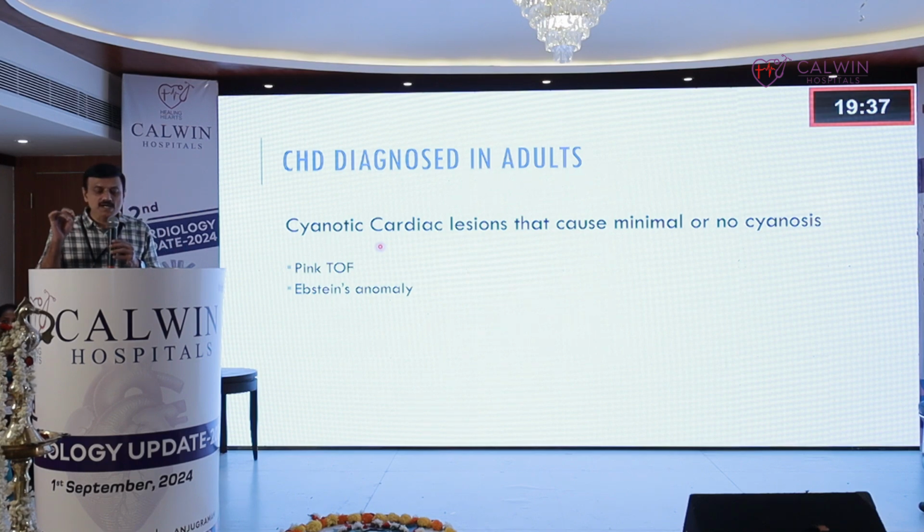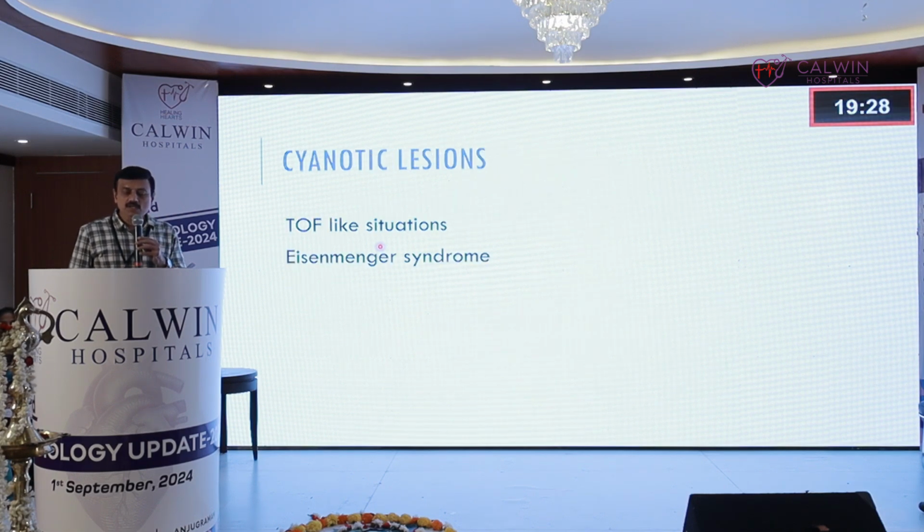Which are the cyanotic heart diseases which can present in adults with minimal or no cyanosis? Pink tetralogy of Fallot and Ebstein's anomaly. Of course, the cyanotic lesions are TOF-like situations and Eisenmenger syndrome. So these are the group of congenital diseases which we see in adults.